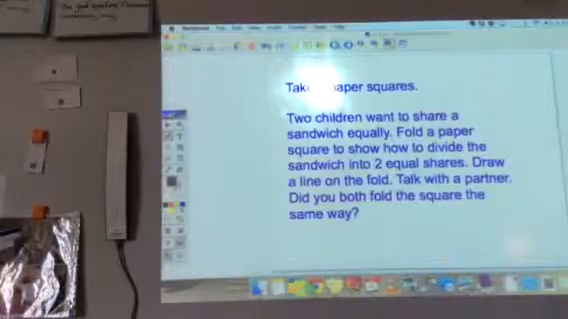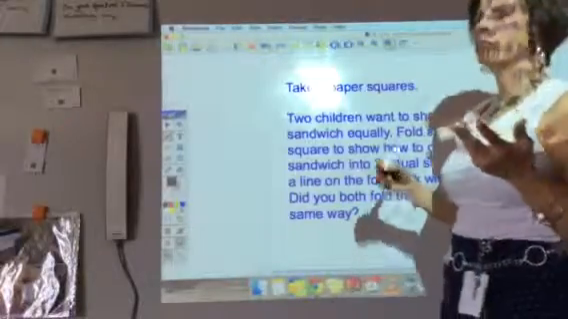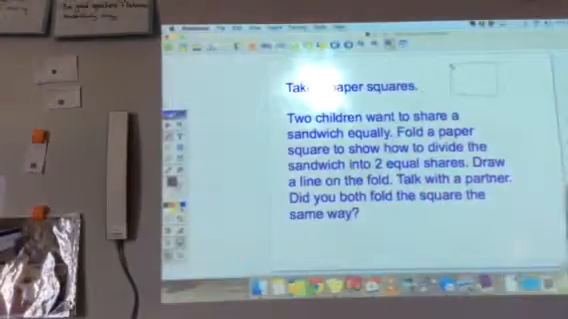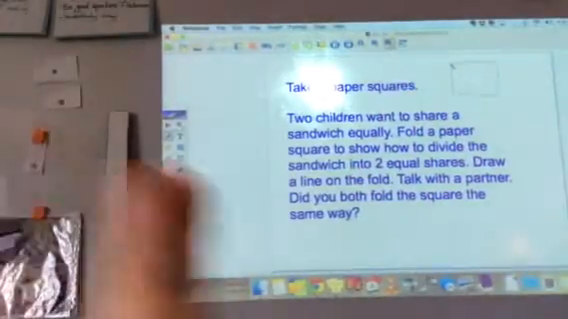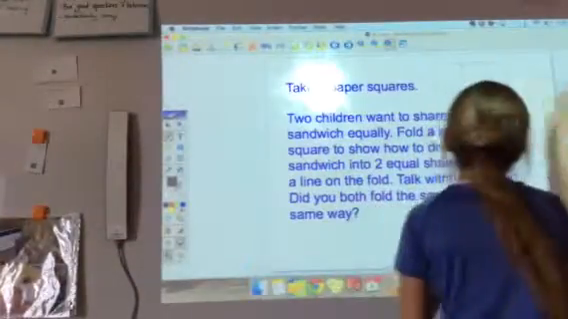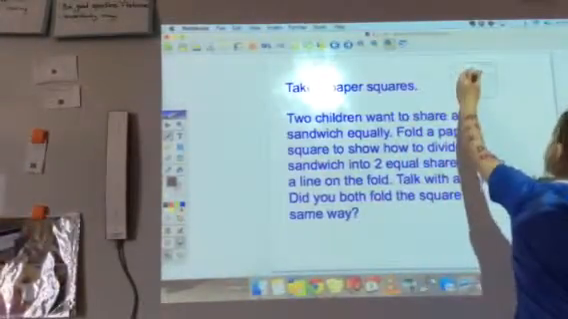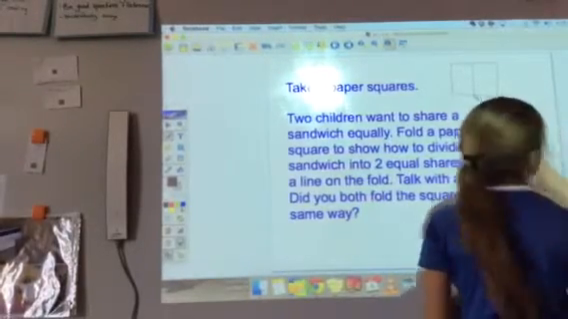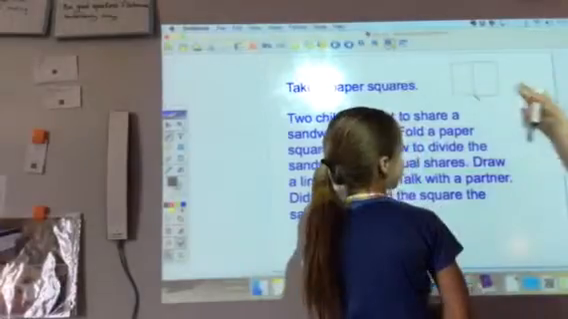If you had a piece of paper, how would you divide it equally into 2 shares? Come and do that for us. 2 shares, 2 equal shares. Yeah, she's going to try to do it right in the middle. Now, she might be a little off because she didn't measure it, but we have 2 equal squares.